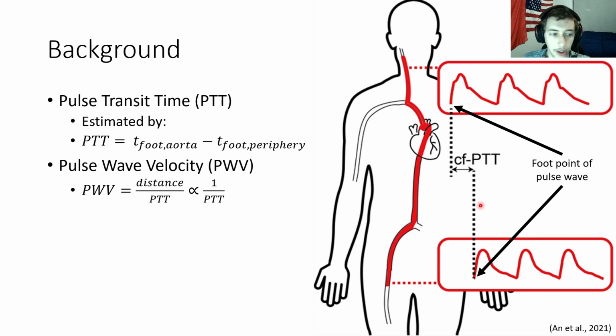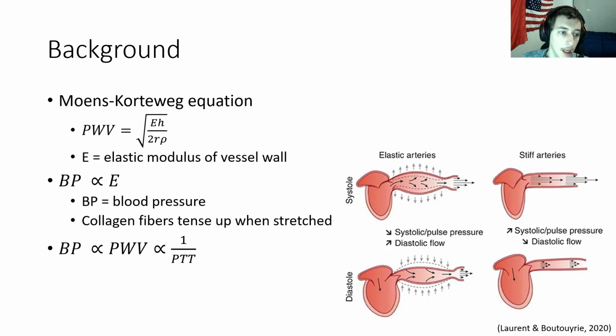And from that, we can also estimate the pulse wave velocity, which is inversely proportional to the pulse transit time, or PTT. And this is important because the Moens-Korteweg equation relates the pulse wave velocity to the elastic modulus of the blood vessel walls. And this is again important because we know that blood pressure is directly correlated with this elastic modulus, because the tenser the blood vessel walls are, the greater the blood pressure. And so what this means is that blood pressure is going to be directly correlated to the pulse wave velocity and the inverse of the pulse transit time.